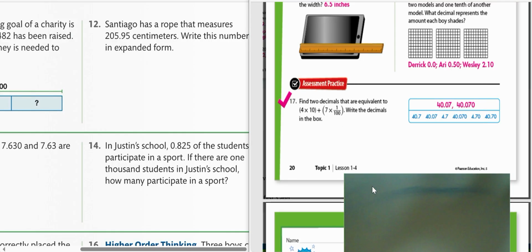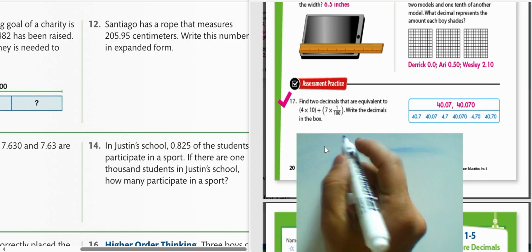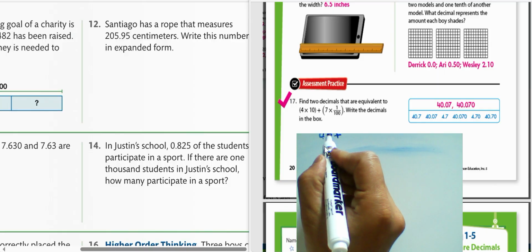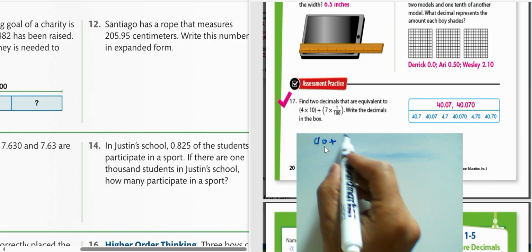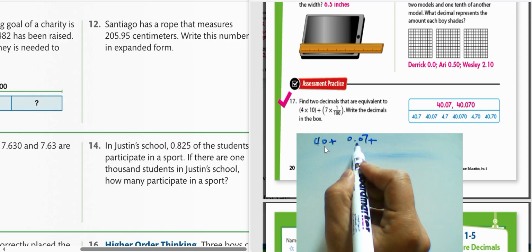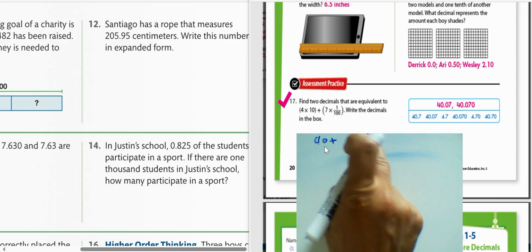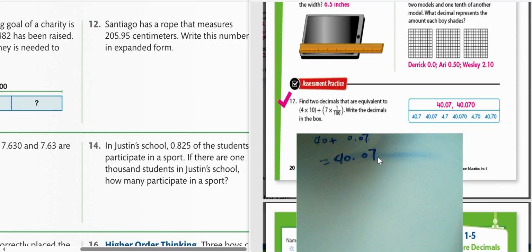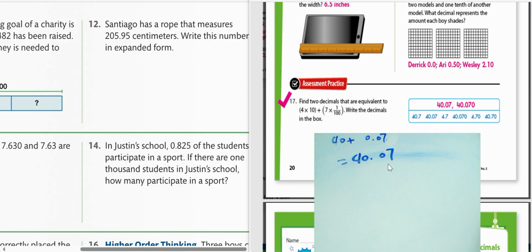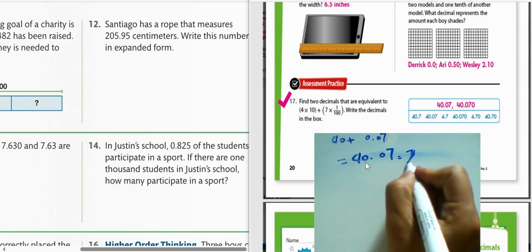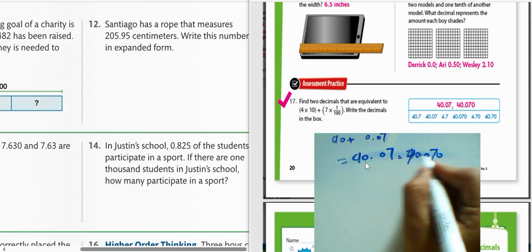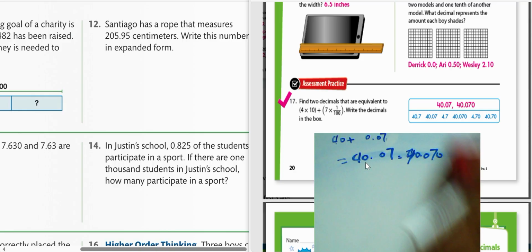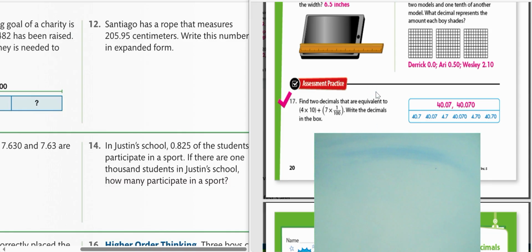Find two decimals that are equivalent. 4 times 10 will be 40, and 7 times 100 will be 700. We can add together to find the result. It will be 40 and 700. Okay, this number, 40 and 700, or we can put 0 also here. Or you can write 40 and put 0, 70,000. You can put 0 outside. Next question.